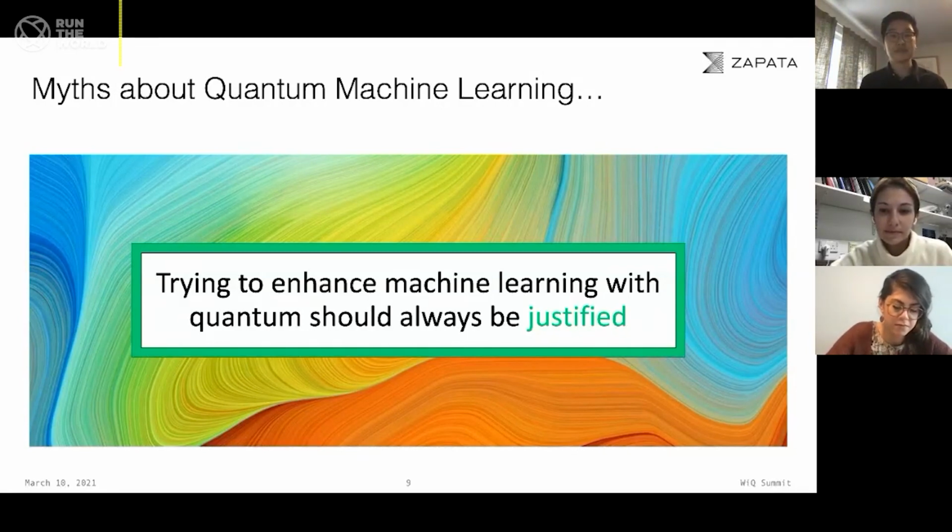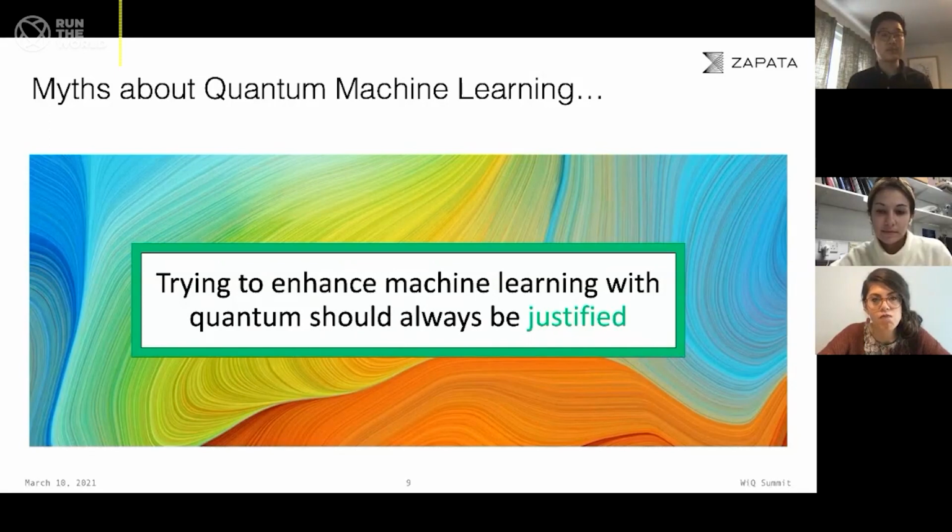And in addition, I like to note that a lot of recent QML studies with solid theoretical results, such as Google's recent work that really identified a regime in supervised learning in which a quantum advantage is likely to be shown, came about because of all the earlier exploratory studies in the beginning in QML. So again, trying to enhance machine learning with quantum doesn't always immediately have to lead to this idea of quantum advantage.